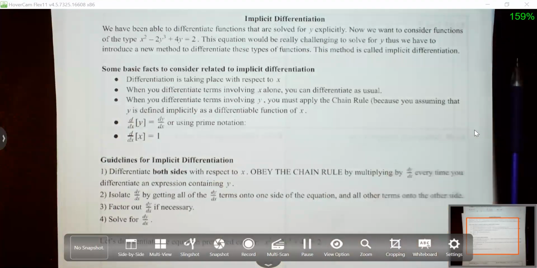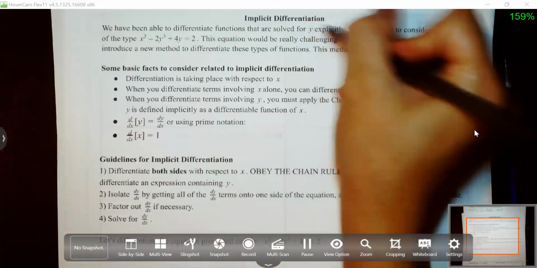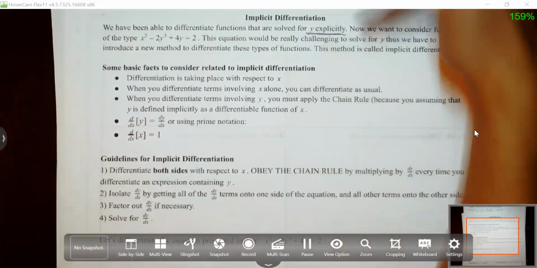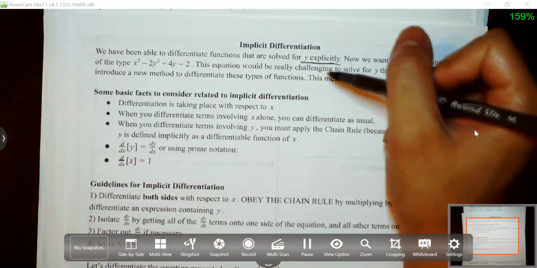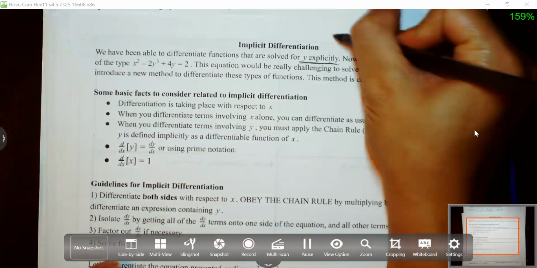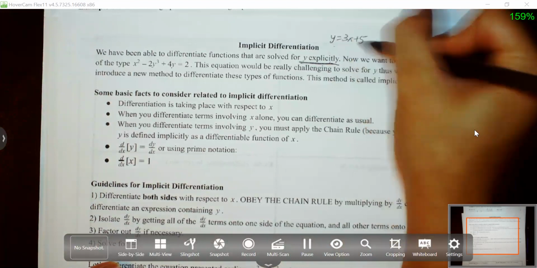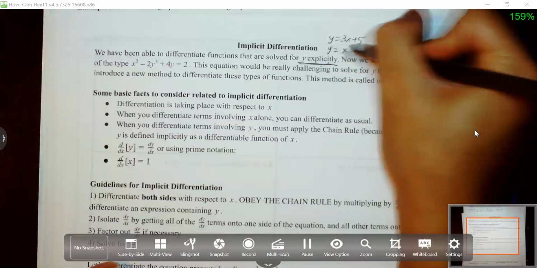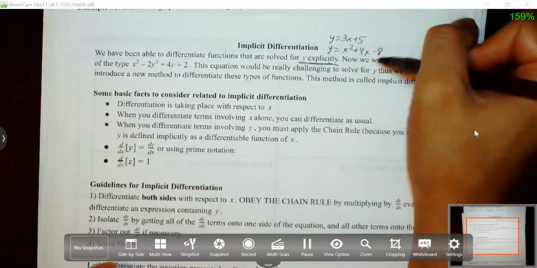Okay? So most of the functions we have dealt with in this class, it has y, it's solving for y explicitly. Most equations we see in math are solved for y explicitly. Like an equation of a line is solved for y explicitly. An equation for a parabola is solved for y explicitly.